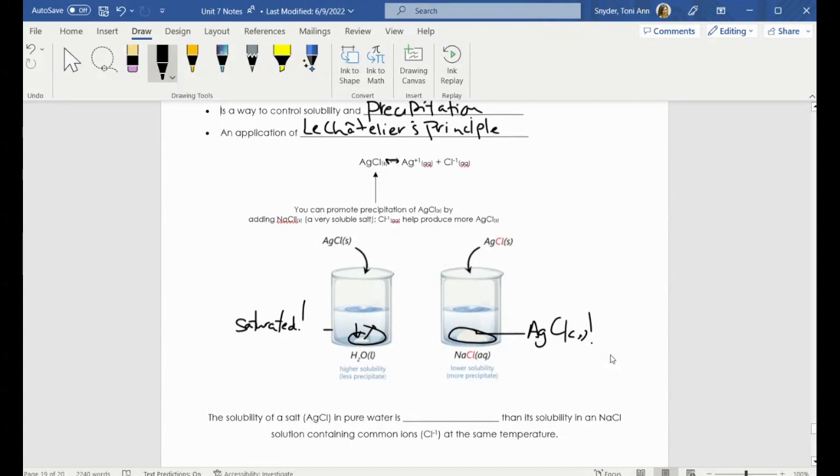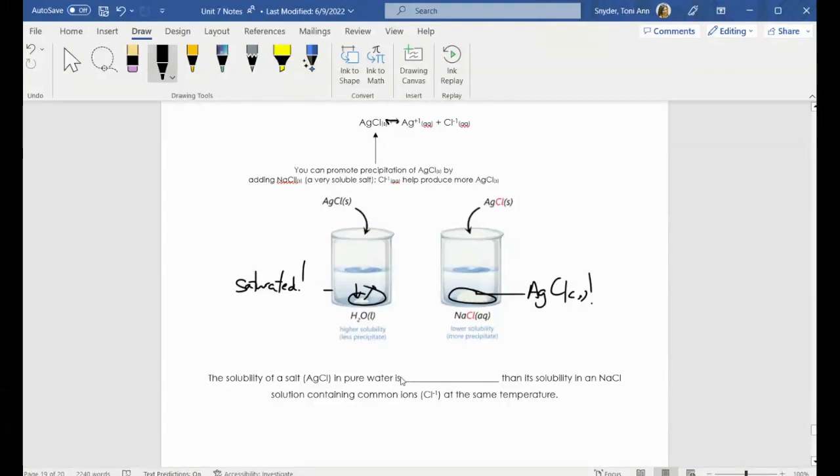So the solubility of a salt in pure water is higher than its solubility in an NaCl solution. So I would have less precipitate. I'll just put PPT, and I'll put more soluble, because I have to remember less precipitate means more soluble. Silver chloride produces less precipitate and therefore is more soluble in water than it is in a sodium chloride solution. So this produces more precipitate and is less soluble.